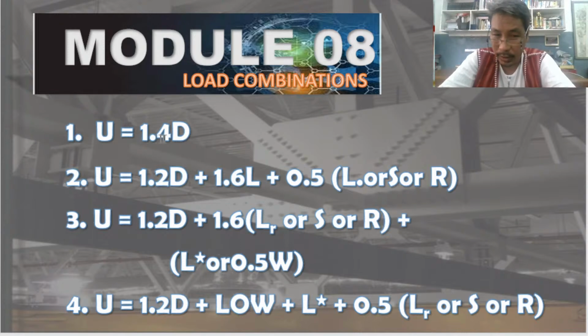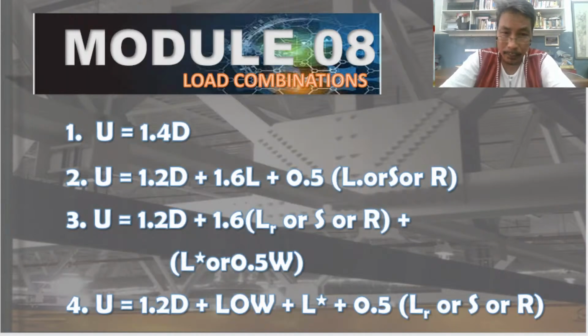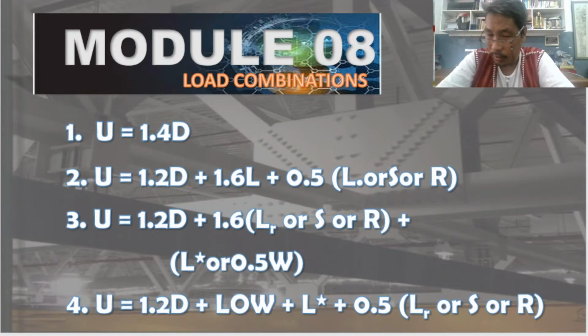So 1.4 is the load factor. As you can see here at the bottom, the second from the lowest, that is the load factor. The load factor is 1.4 if there is no other load other than dead load. So if only dead load is present, we have 1.4 as our load factor.